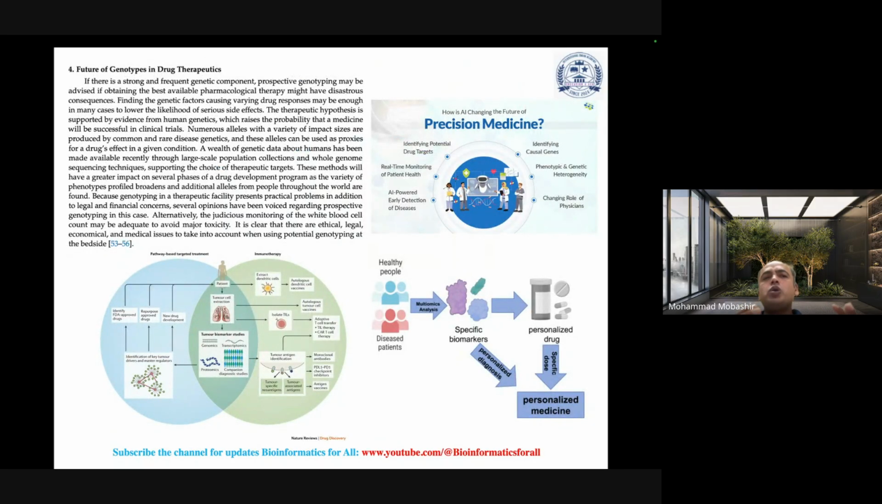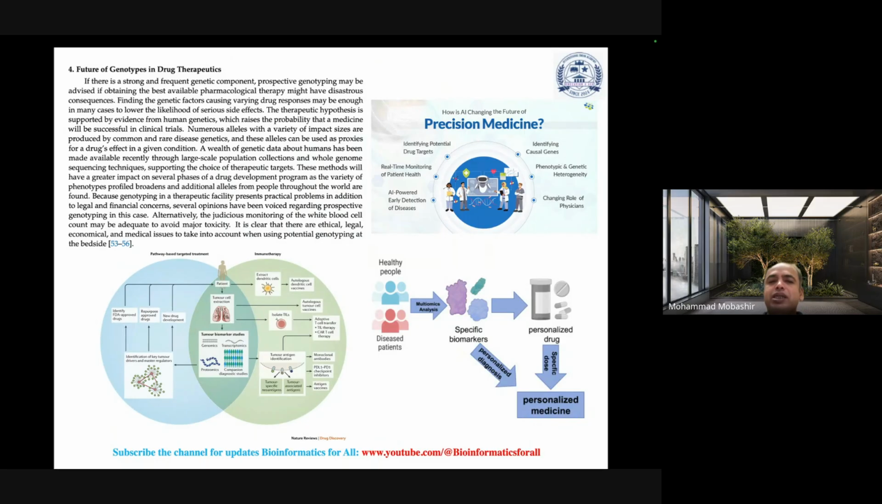Then what is the future of genotypes in drug therapeutics? So here you can think in multiple directions. The future of genotypes in drug therapeutics is mainly precision medicine. And how precision medicine works is multiomics analysis, specific biomarker prediction, then personalized drugs, a specific dose, and personalized diagnosis. This is a summary of it.